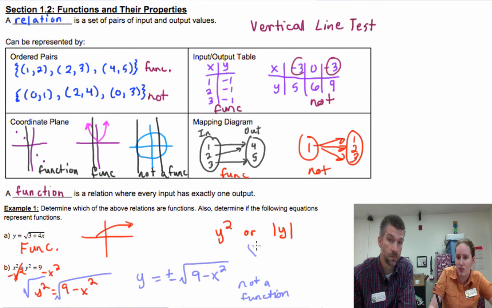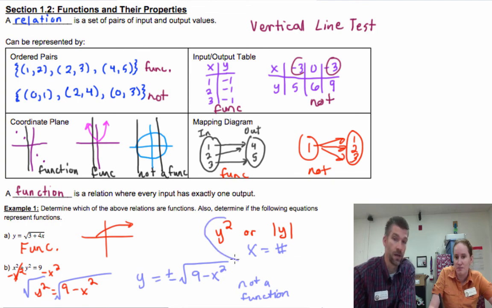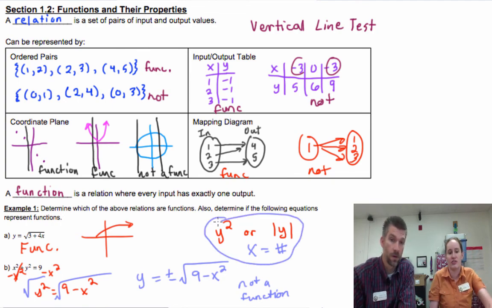And actually, I thought of another example. x equals any kind of number is a vertical line, and that's not a function either. So there are our non-functions.